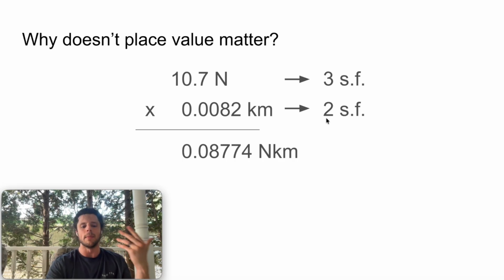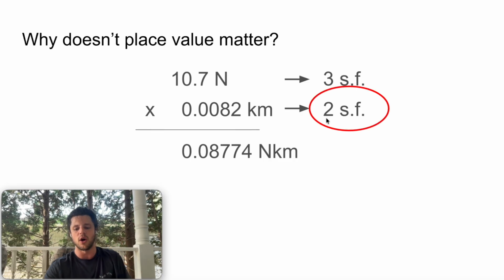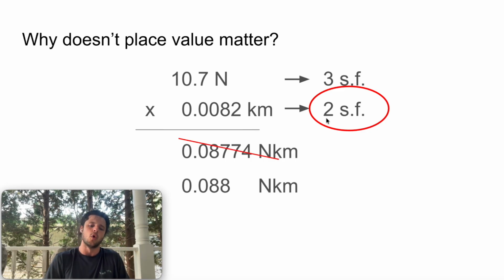And now, no matter what, we want to round our answer to the number of significant figures of the least precise measurement, which is 2 sig figs for our distance measurement. So we will again round to 2 sig figs, and this will give us 0.088 Newton kilometers, which is the same number that we got the first time. 88 Newton meters is the same as 0.088 Newton kilometers if we account for kilometers versus meters.